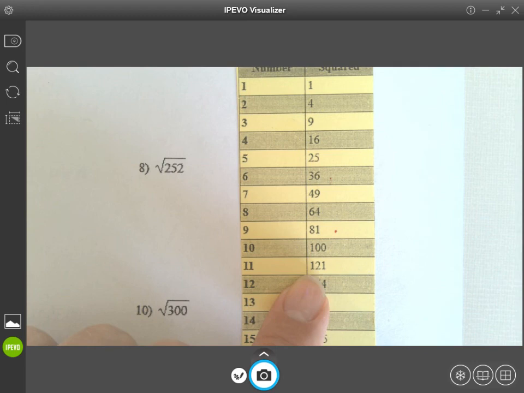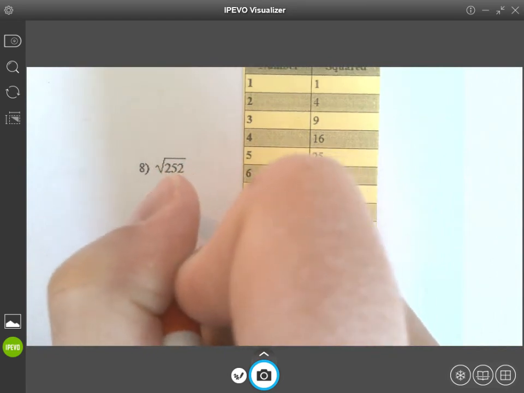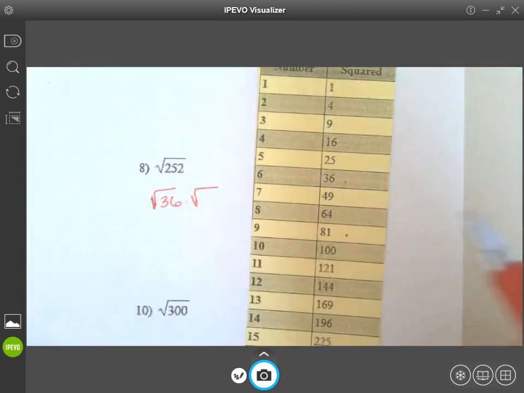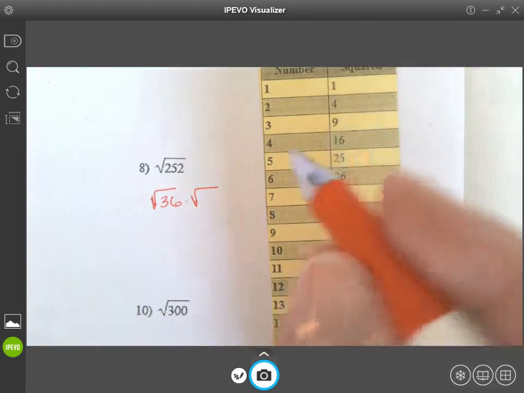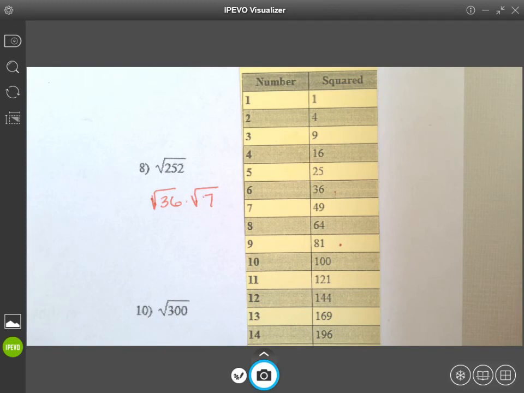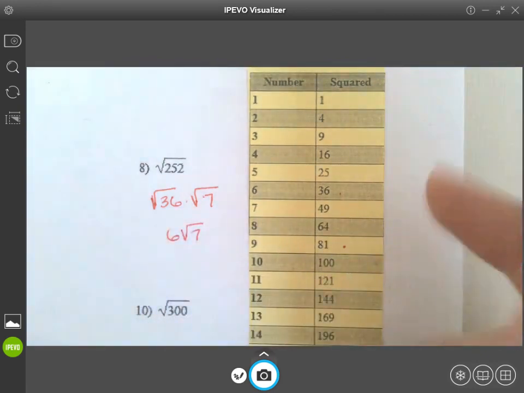Anybody getting anything? 36. It is 36. 36 times what? 36 times 7 is 252. What is the square root of 36? So it's 6 square root of 7.